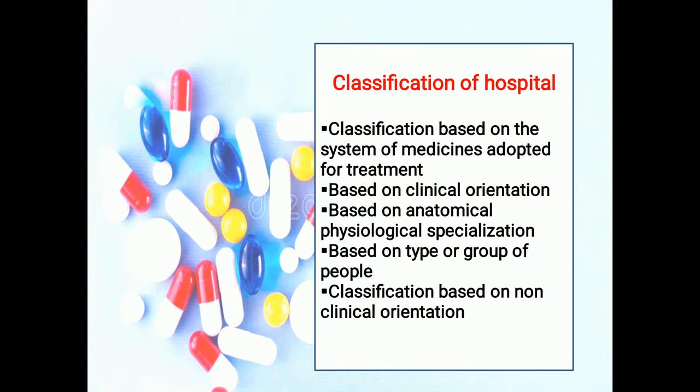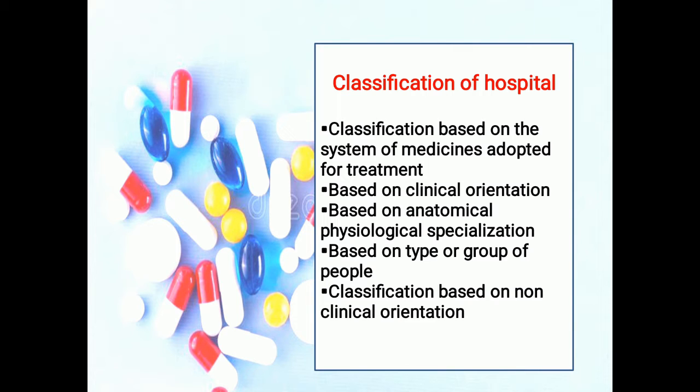Now we focus on the classification of hospitals. Hospitals can be classified on various criteria. They may be grouped mainly as clinical oriented and non-clinical oriented. The first focus is on classification based on the system of medicine adopted for treatment. The examples are allopathic hospitals, Ayurvedic hospitals, Siddha hospitals, Unani hospitals, homeopathic hospitals, physiotherapy centers, natural care hospitals.